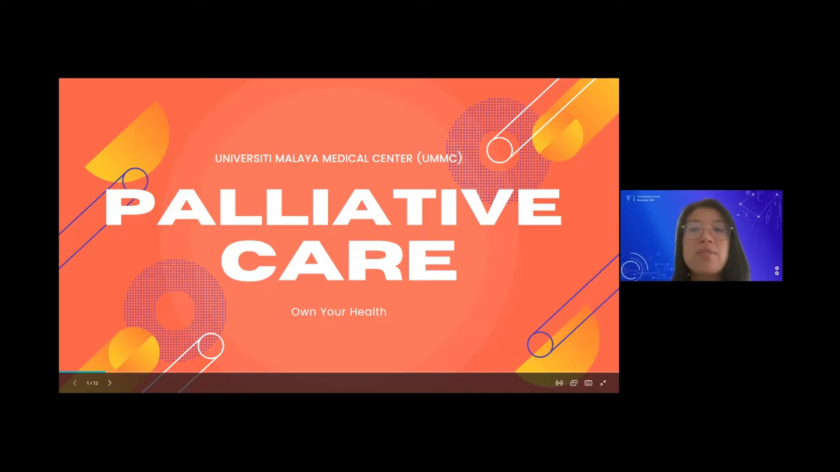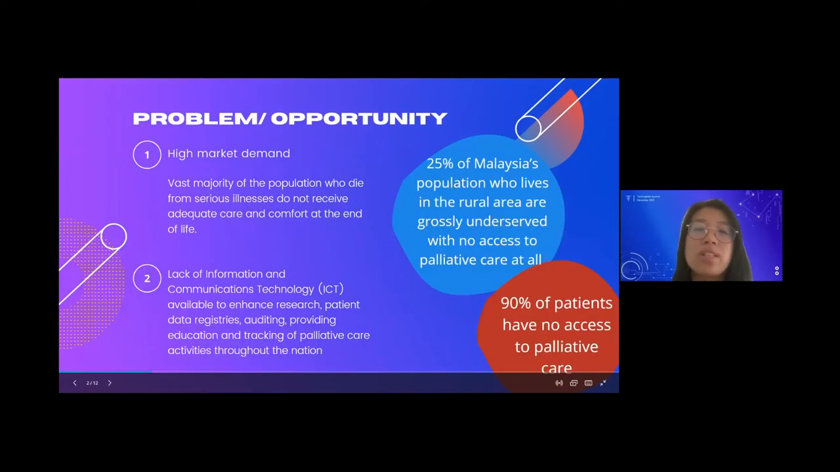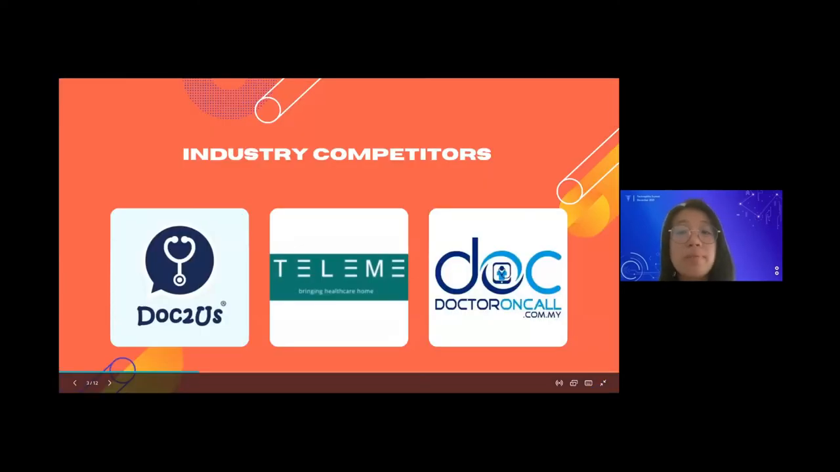Palliative care is an area of medical care which aims to improve the quality of life and to preserve the dignity of patients suffering from physical and psychological symptoms resulting from debilitating illness. Palliative care in Malaysia is essential to create a safety net for everyone suffering from the illness. However, currently in Malaysia, especially those in the rural areas have little to no access to palliative care. Moreover, the COVID-19 pandemic made visits to hospital more risky and restricted.